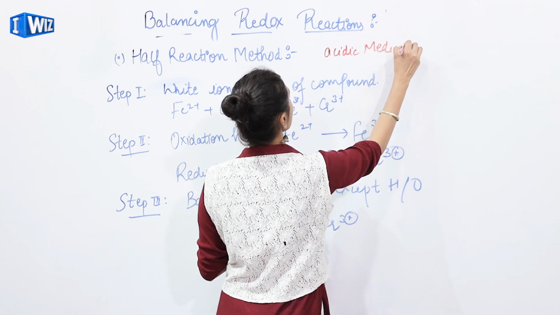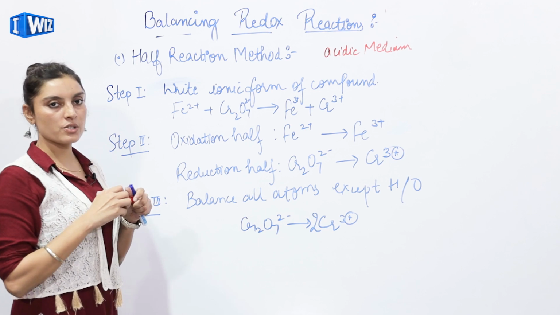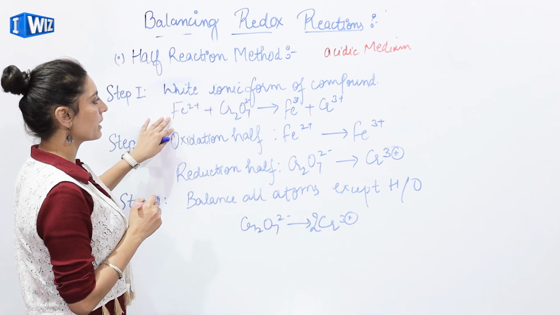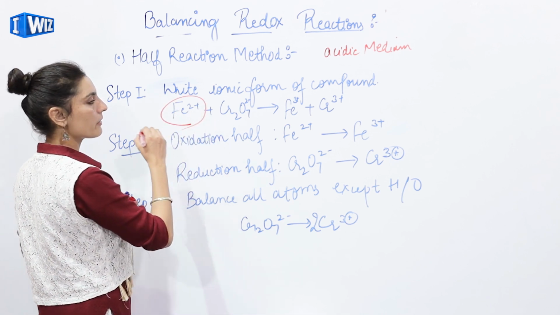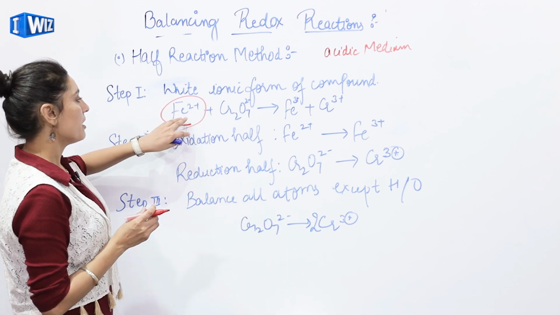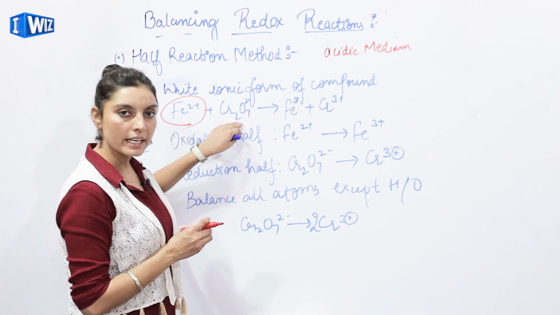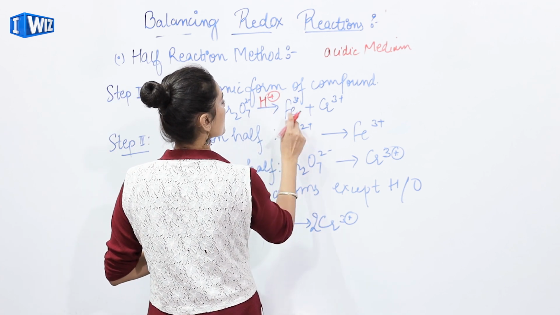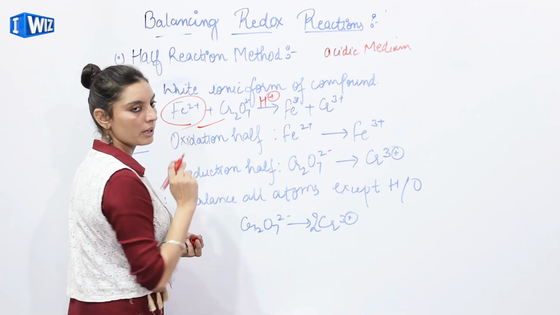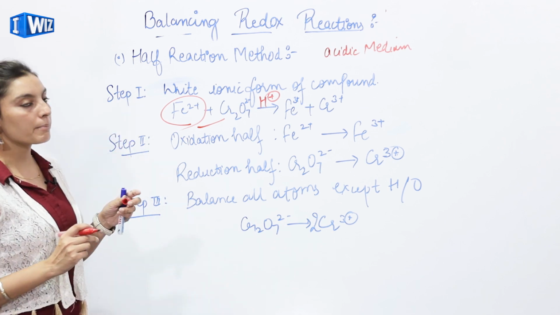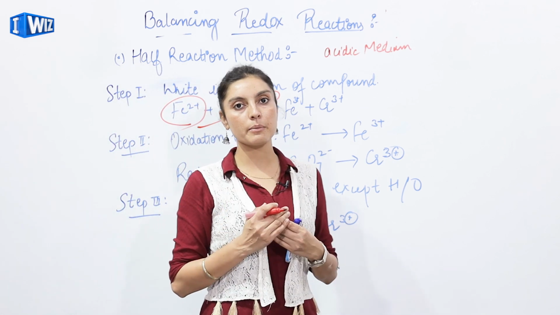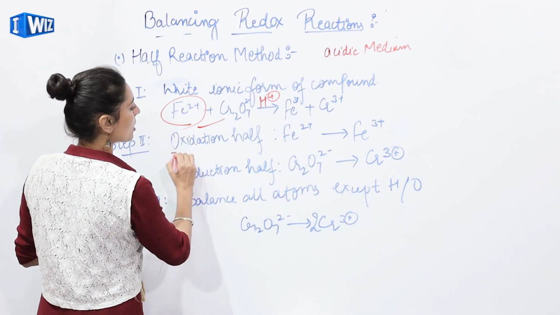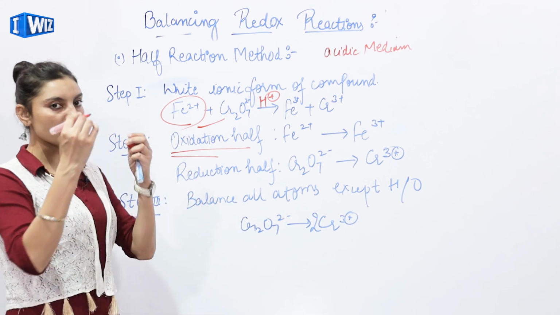Clear? The very first thing that we need to mention is that we need to write the ionic form of the compound. Ionic form over here, we have written: if we have an iron salt or any oxide of iron, we have taken the ferrous ions, then dichromate ions. They are reacting with it in the presence of H positive ions to give us ferric ions and chromium ions. Clear? The very first step is that whatever compound is available with us, we must write that in ionic form.